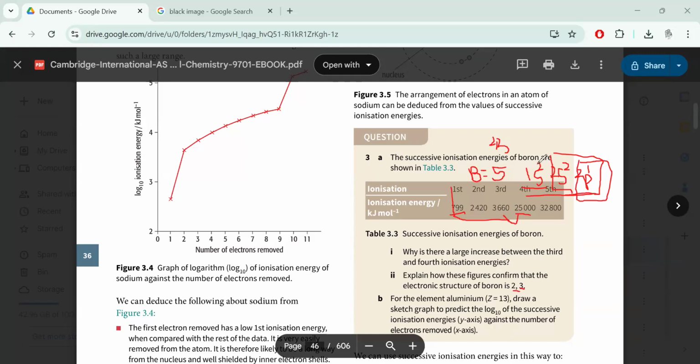And the fourth and fifth ionization energies don't have that much of a big leap as we see between the third and fourth, which means that the first three belong to the same shell level, and the fourth and fifth also belong to the same shell level. So that's why we can confirm it's indeed 2,3.